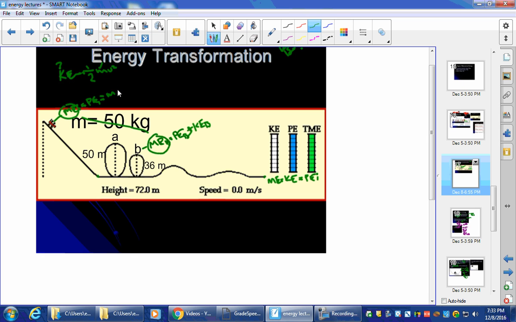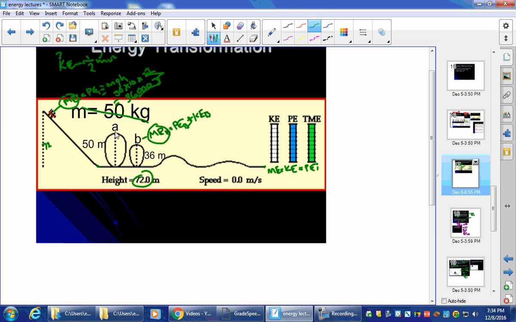So let's figure out what our MGH here is at the beginning, and it'll tell us our energy budget for the entire system. Okay, so our M is 50. Our gravity, we're going to go ahead and use 10. And our height is 72 meters. And we end up with a total of 36,000 joules if you put it in the calculator. So this kind of tells us how much energy we have total in the system.